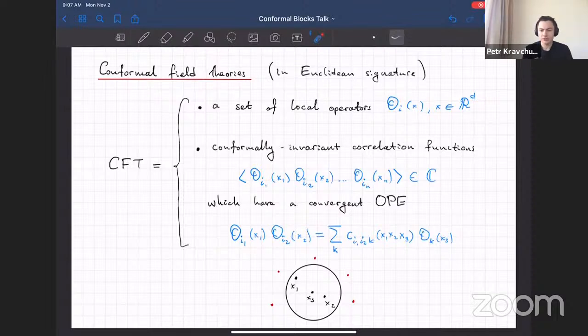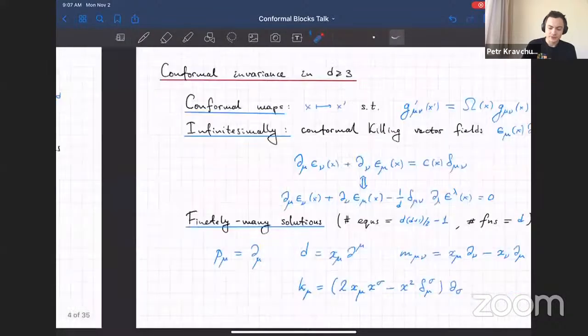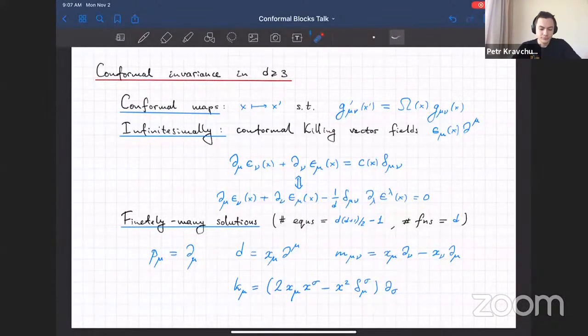And of course, this OPE is known in 2 dimensions as well. This OPE can be applied in various ways to these correlation functions, and all these ways should be consistent because there is just a single correlation function. So an important player in all the story is the conformal invariance. Let's just review briefly what the conformal invariance is in higher dimensions.